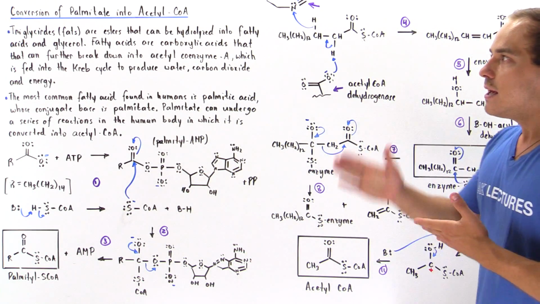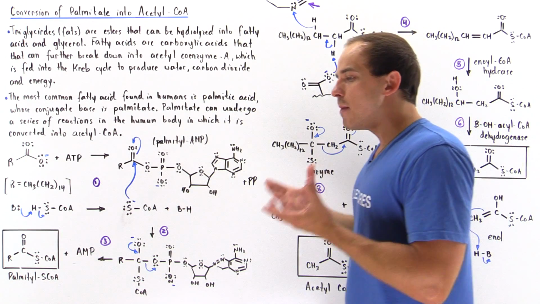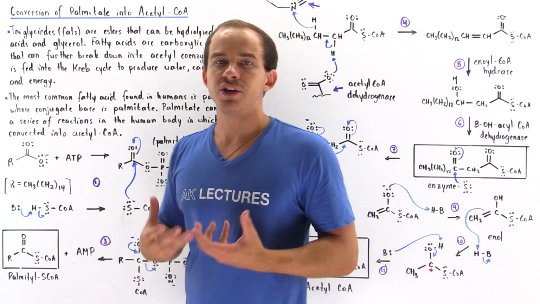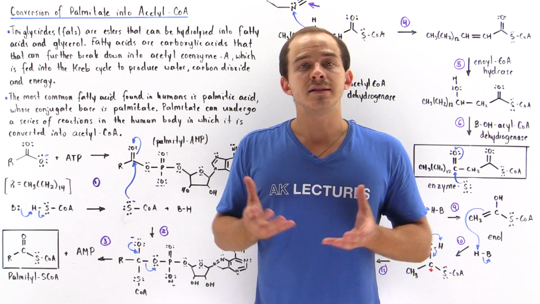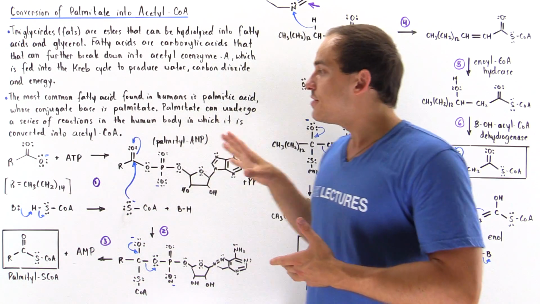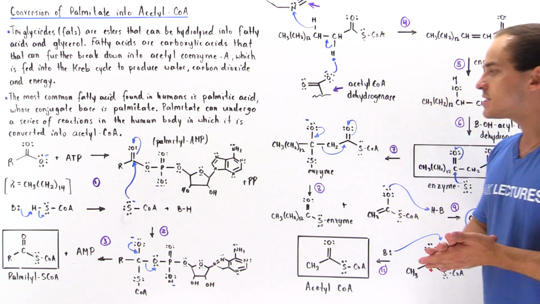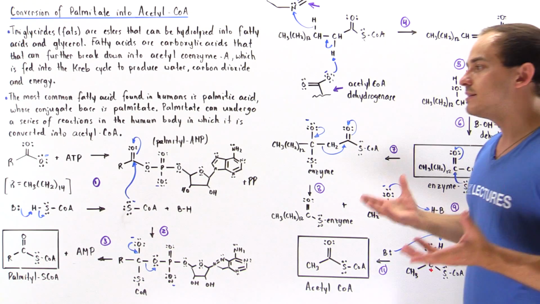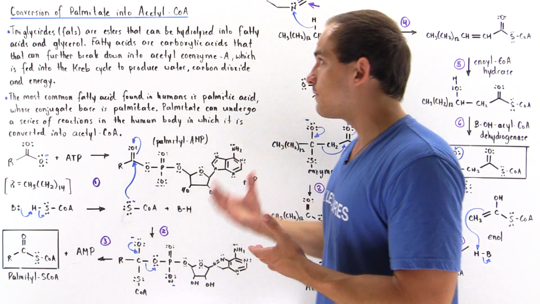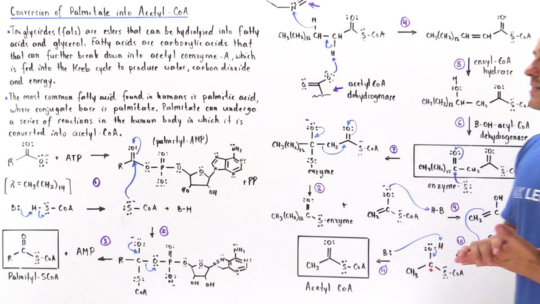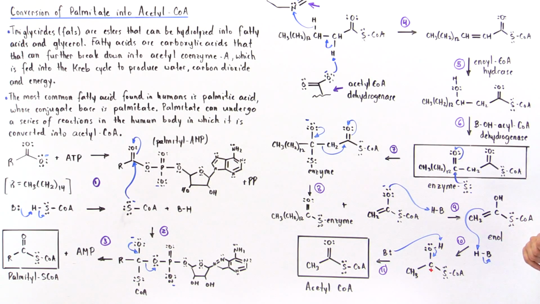So once again, palmitic acid is the most common fatty acid in the human body, and it can be converted into acetyl coenzyme A. And this is what the focus of this lecture was. We basically discussed the organic chemistry, the reaction mechanism of the conversion of palmitic acid into acetyl coenzyme A.